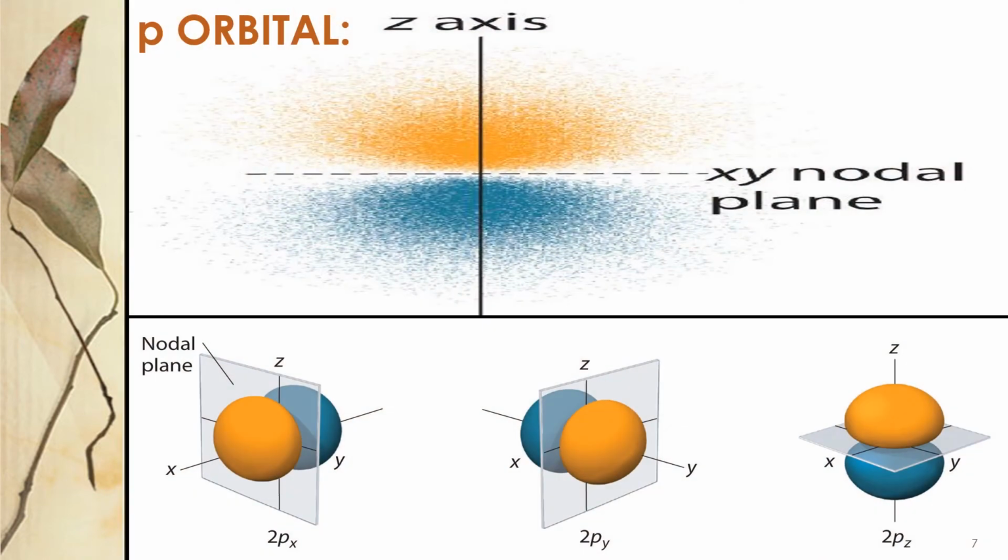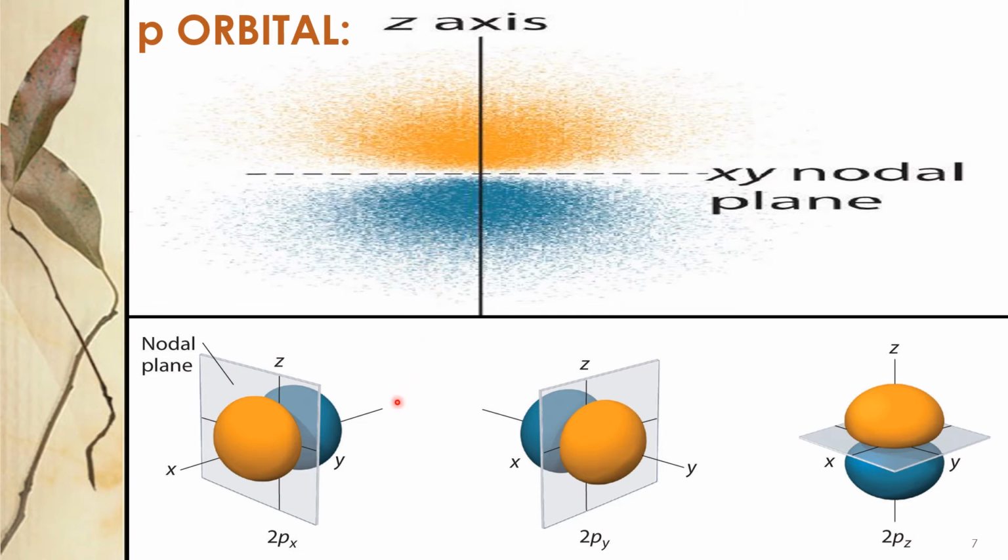Now the p orbital, how does it look? This is the electronic dot structure. This is xy, a plane where the electron is not available. This shape is called dumbbell shape. It is planar. About the nodal plane we'll discuss later.